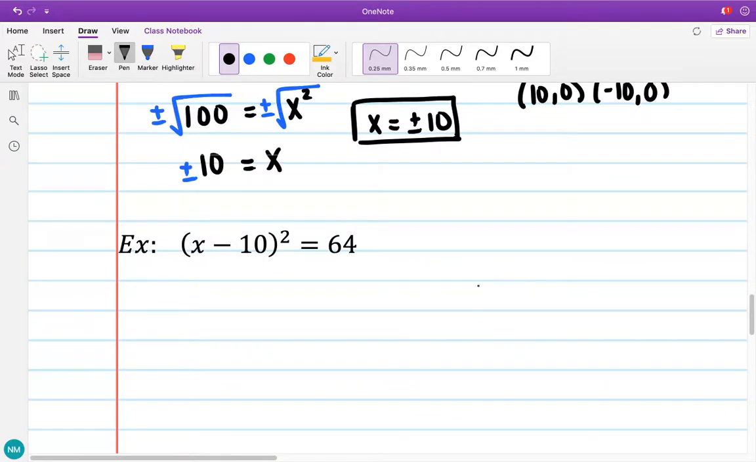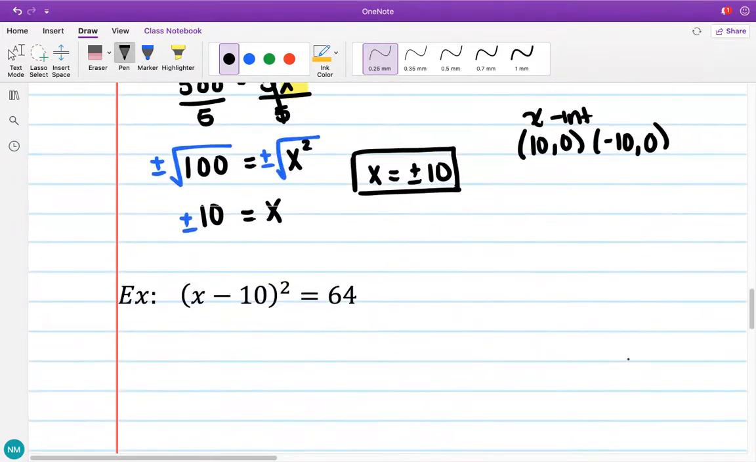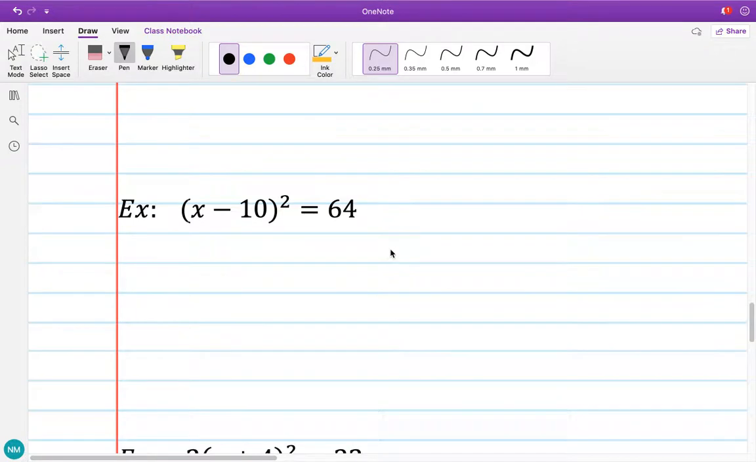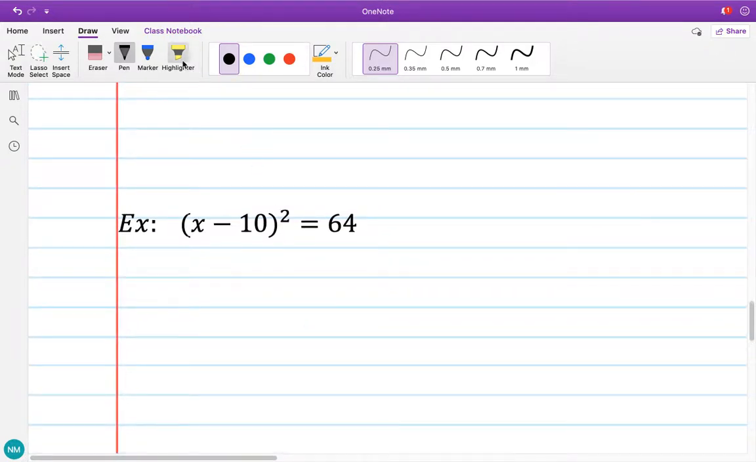Okay, so what happens if it looks like this? This is in vertex form, right? But what's important here is it's technically not in vertex form. Vertex form would look more like this: y equals (x minus 10) squared minus 64, right? But they did most of the steps already for you. But I want to show you what it would look like to use the square root property on something that looked like this.